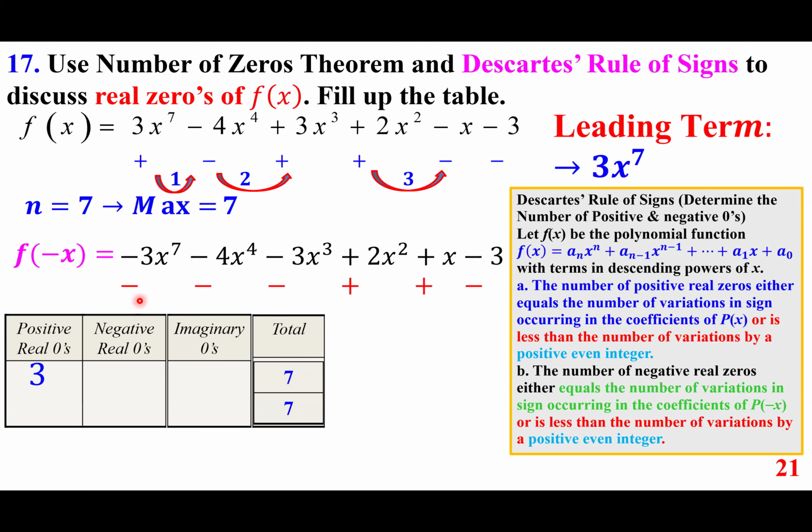What do we notice? From here to here, no change. No change. From here to here, there is a change. Here to here, no change. Here to here, there is a change. So there are 1 and 2 changes in sign. That means negative real zeros must be 2. If the total is 7, we have 3 positive, 2 negative, the rest of them must be imaginary, a plus bi. So 7 minus 3 plus 2, which is 5, makes it 2.